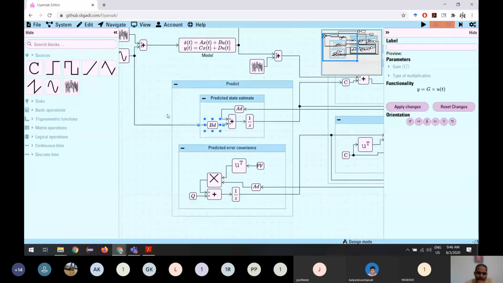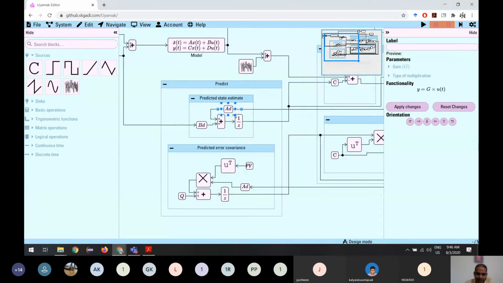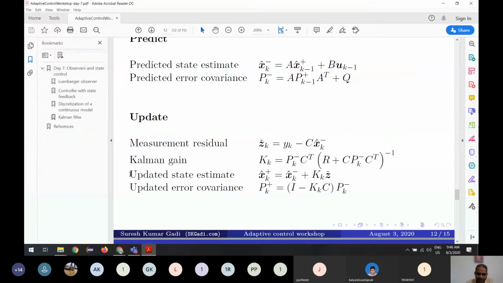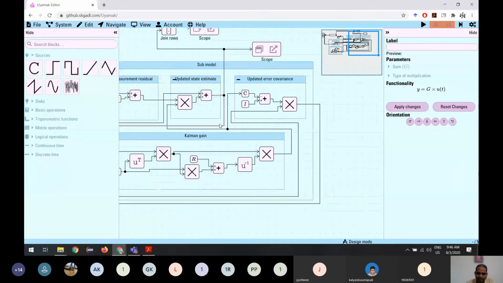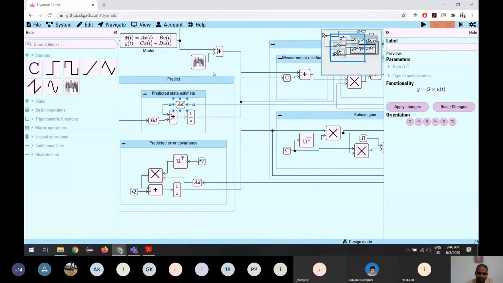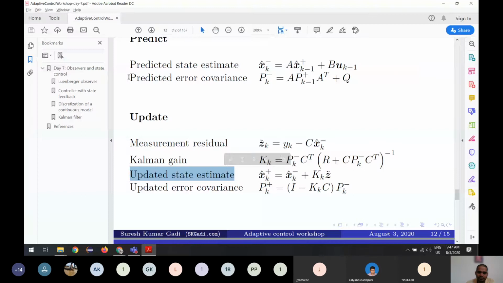If you see, I'm using Bd and Ad, where d means the discretized version of the actual system. So B we are getting as input from here. The A we are getting as input from this stage. You see, updated state estimate. We go to the updated state estimate. The output of that we are taking and feeding to this one. You see, so we are getting here.